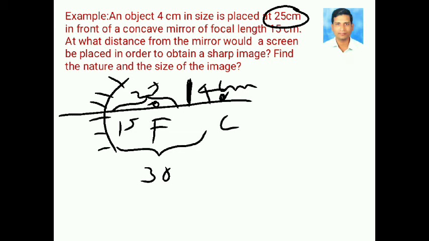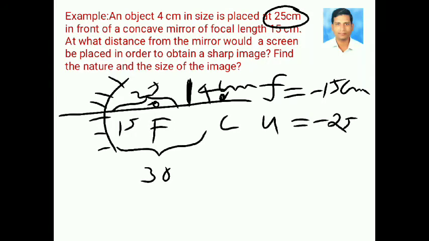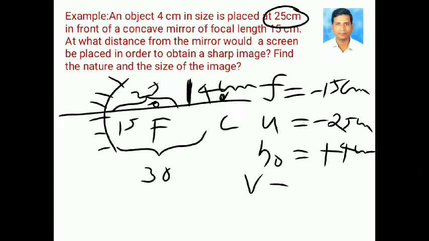Therefore, given that focal length f is equal to minus 15 centimeters, object distance u is equal to minus 25 centimeters, object height is equal to plus 4 centimeters. Let us find the v value.